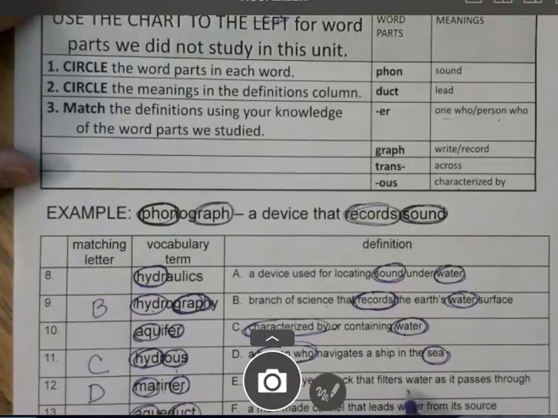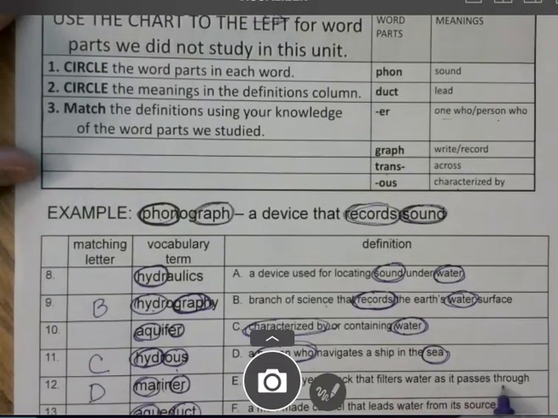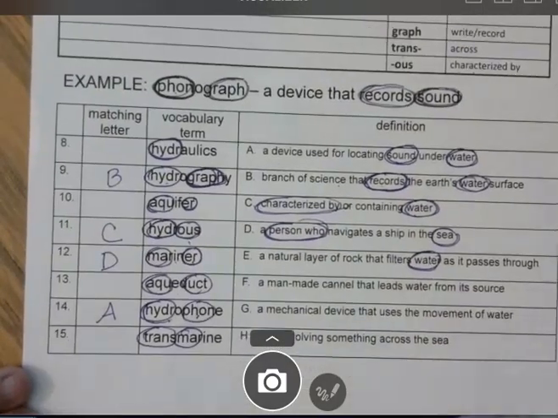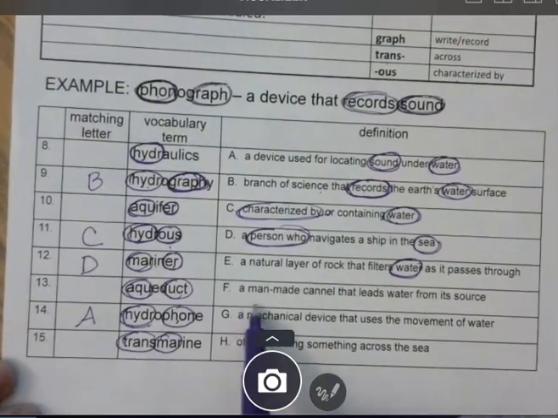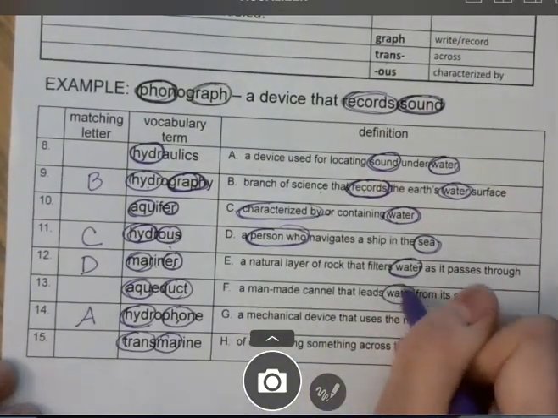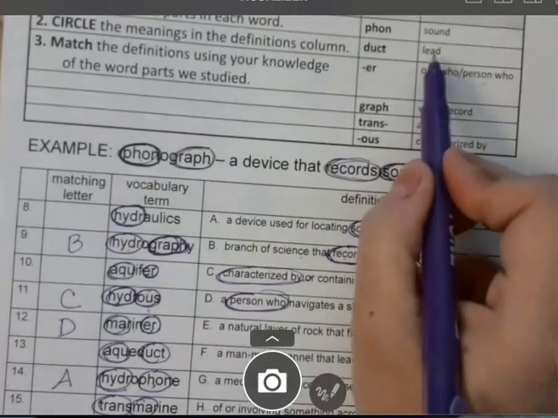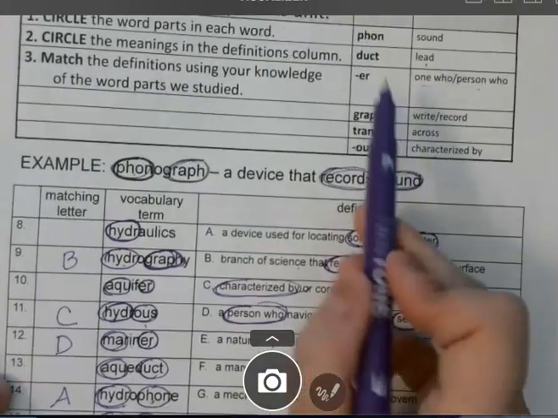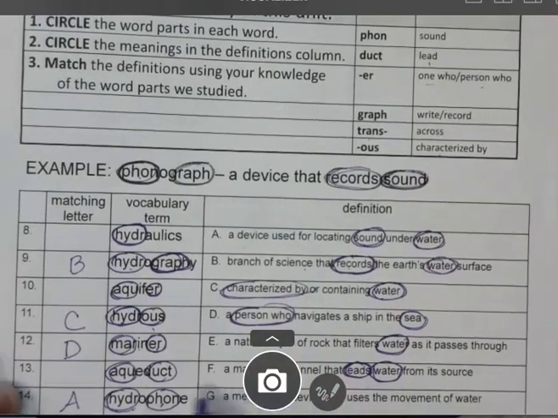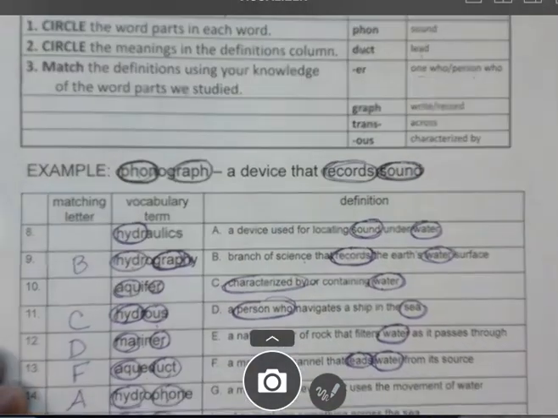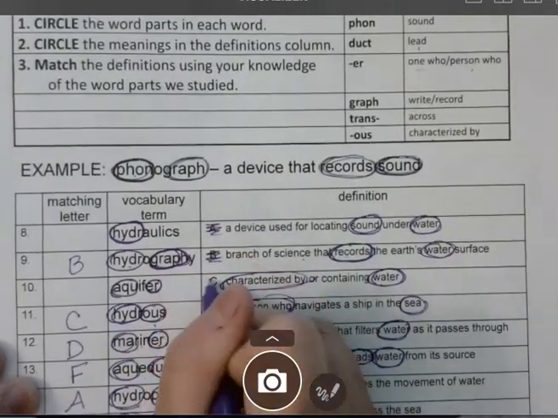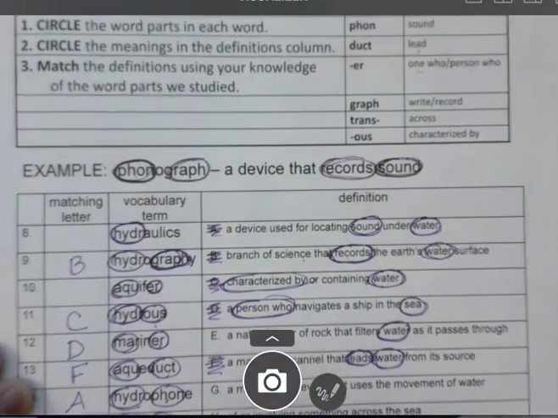A natural layer of rock that filters water as it passes through. So let's say, I don't know what that one is. I'm not sure. I know it's got water, but I'm kind of stuck. I'm going to skip that one. Do process of elimination. Okay, and I'm going to go back to another one. A man-made channel that leads water again from its source. I see lead up here. So I'm thinking my word has to have duct in it and one of my water definitions, and I have aqueduct right here, so that's got to be F. So it might be good if you scribble these out after you use them if you know for sure, because again, that gives you some process of elimination.